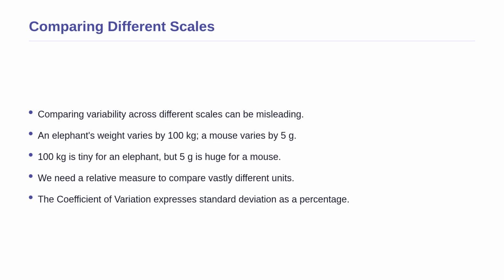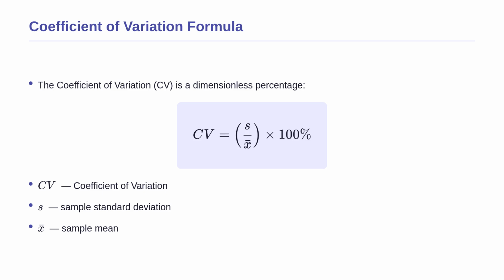Here is how we calculate this relative measure. The coefficient of variation, or CV, is defined as the ratio of the standard deviation, S, to the mean, x bar, multiplied by 100. Because we divide the standard deviation by the mean, the original units completely cancel out, making it a dimensionless number. Multiplying by 100 simply converts this decimal fraction into a readable percentage.